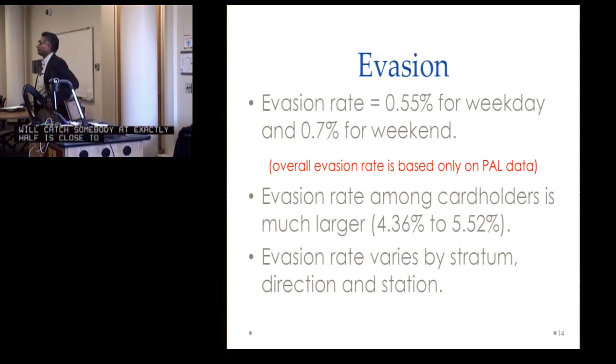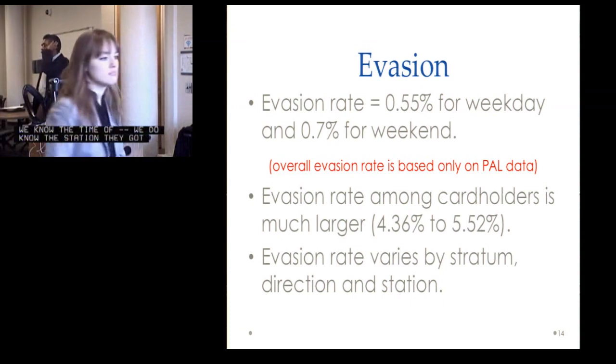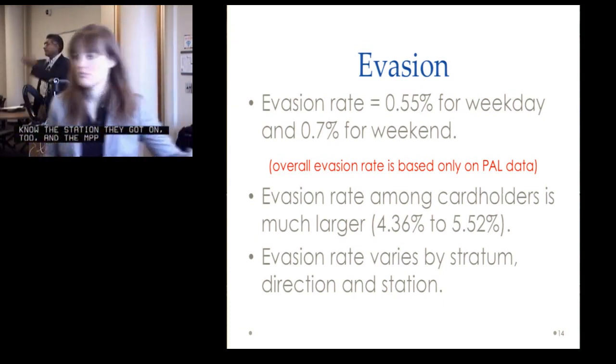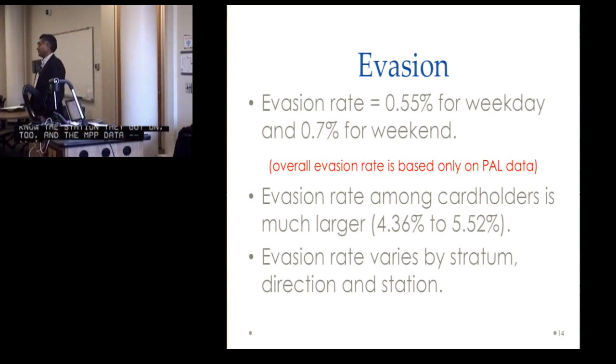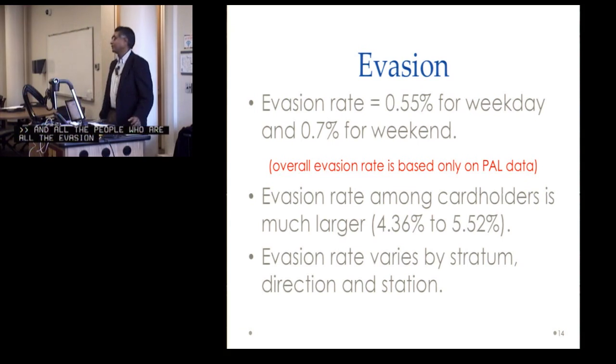But it's where they were checked, not where they got on. You have no idea where they got on. True. We know the time they got on, and we do know the station they got on too, right? In the MPV data, we'll know the station they got on. If they didn't tag, we don't know, of course. But if they tagged, we know the station. And all the people who evaded, the people who didn't tag, apparently. That is correct. That's right. We don't know where they got on.